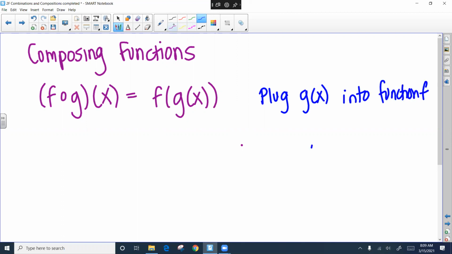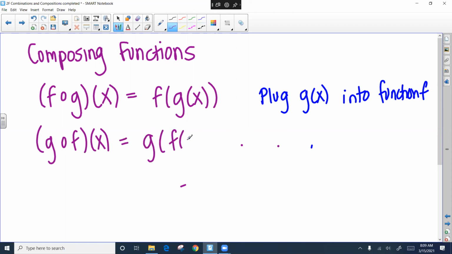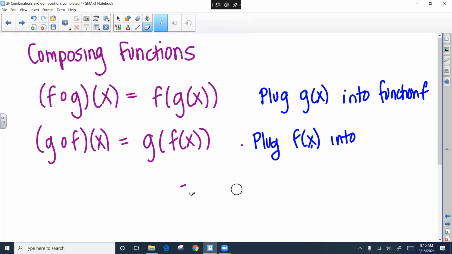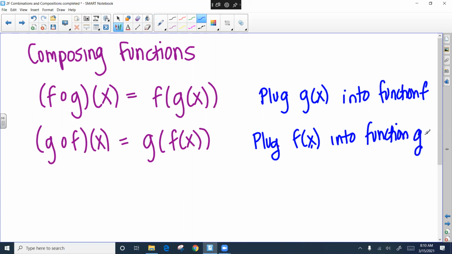Okay, and if it's written in the other way, like this, g of f of x, that's just the other way around. So the letters would stay in the same order, and we can rewrite it in function notation like this, g, and then in parentheses, f of x. So the difference on this one is we would plug f of x into function g. So instead of combining functions by doing an operation, we're plugging one function into the other.